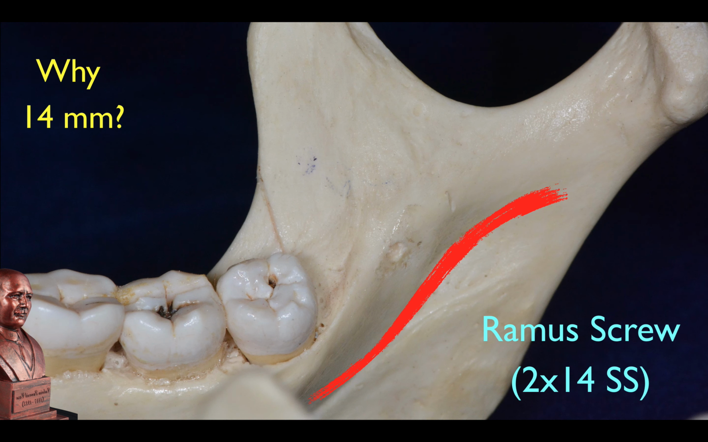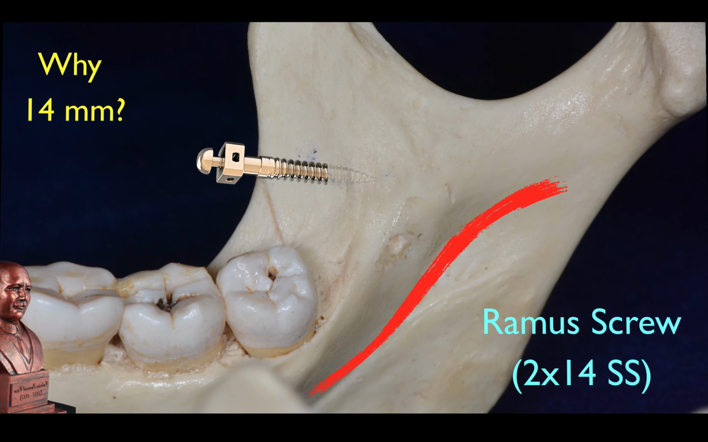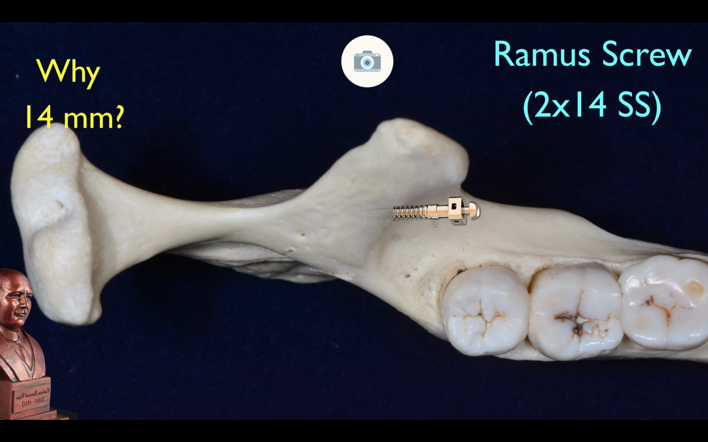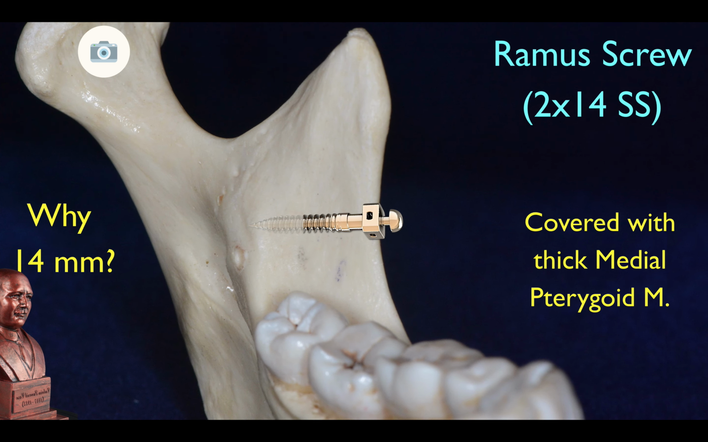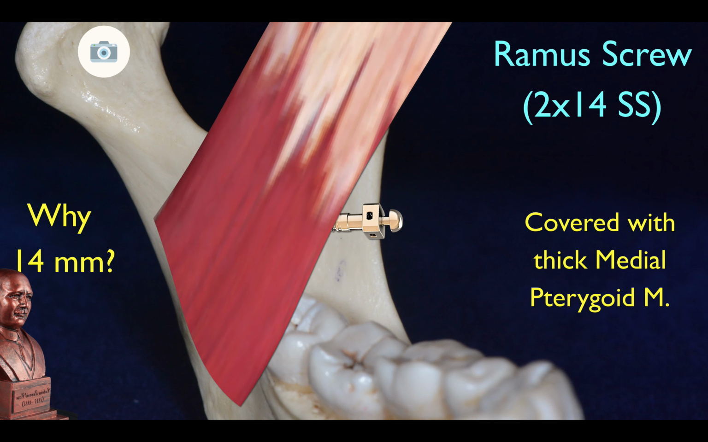When we put the buccal shelf screw, it's put right here. We use 2 by 12. But once you get to the Ramus area, we have a lot of soft tissue which covers this area. That's why I would suggest you select a little bit longer screw, because if the screw is not long enough, pretty soon the soft tissue will cover the screw, and you cannot find the screw head, and you cannot activate your power chain or elastic chain. So I would suggest 2 by 14 is the way to go for this Ramus screw.